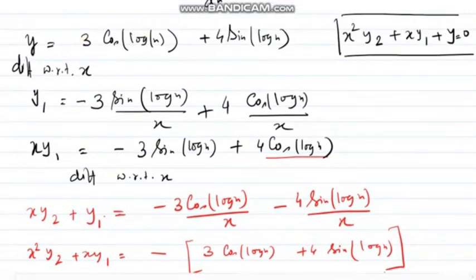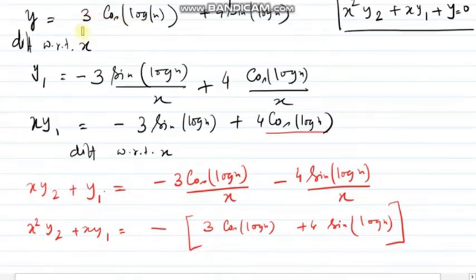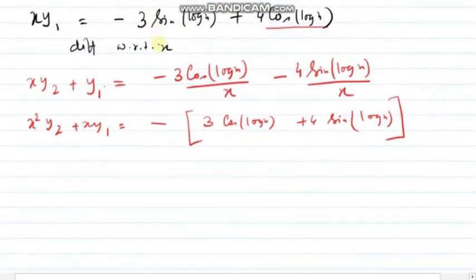What is 3 cos log x plus 4 sin log x? That is your y, right? That is your y, correct? So if I apply that value over here, the proof is coming that x square y2 plus x y1 equals minus y. Hence x square y2 plus x y1 plus y equals 0.